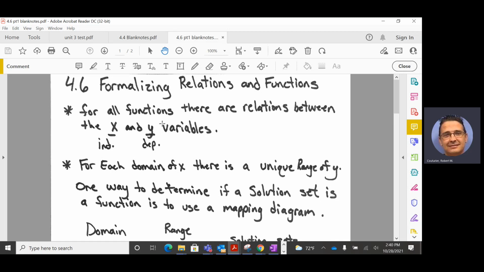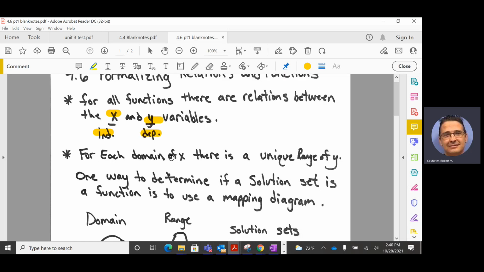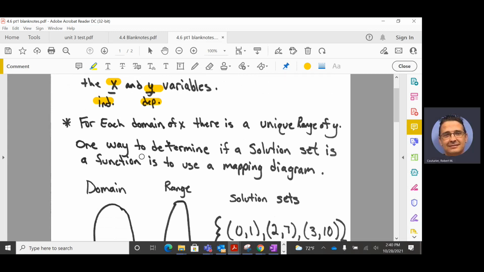Okay, so again, for all functions, there is a relationship that happens between our x's, the independent variable, and our y's, the dependent variable. For each domain of x, which means each value of x, there's a unique range or a unique y. And when we see these in the mapping diagrams coming up, we're going to notice that for each domain that we have, each x is only going to map over to the y's one time. Let's see how this works as we set up these mapping diagrams.